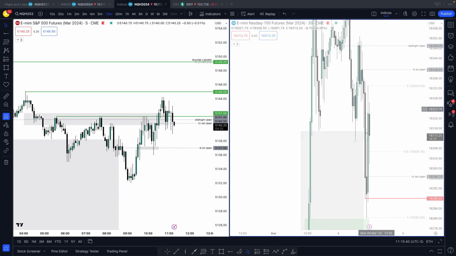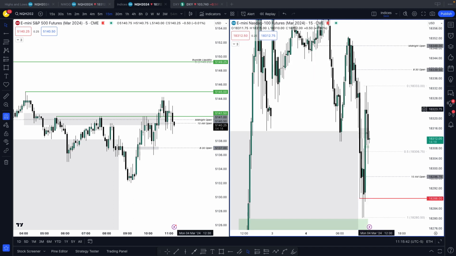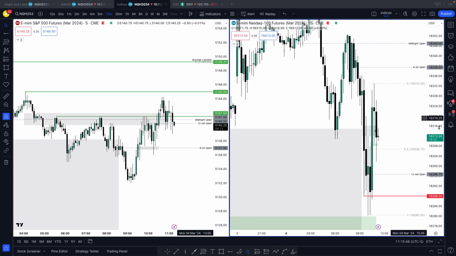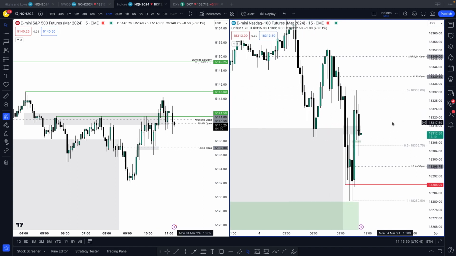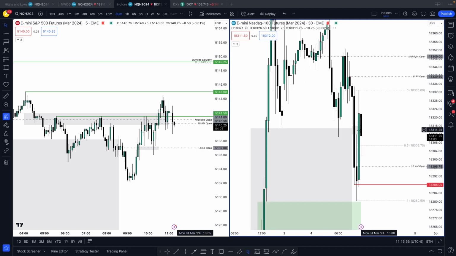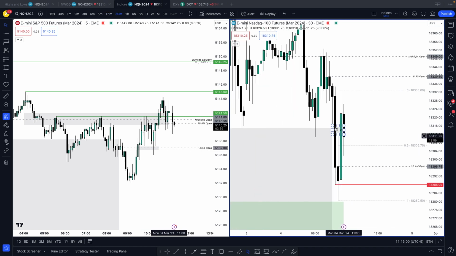There's no inefficiency below on anything above that 15-minute. We're kind of just consolidating right now, though, between the 30-minute SIBI and that 15-minute BISI there. And you'll see the 30-minute is also, at the moment, trading back below that SIBI.